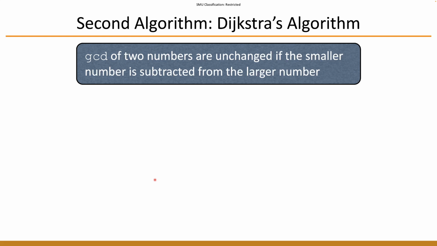But luckily, we have another alternative. This is called Dijkstra's algorithm. It was proposed by Dijkstra, a famous mathematician who made a lot of contributions in algorithm design. He made this very fundamental observation that the GCD of two numbers will not be changed if the smaller number is subtracted from the larger number.